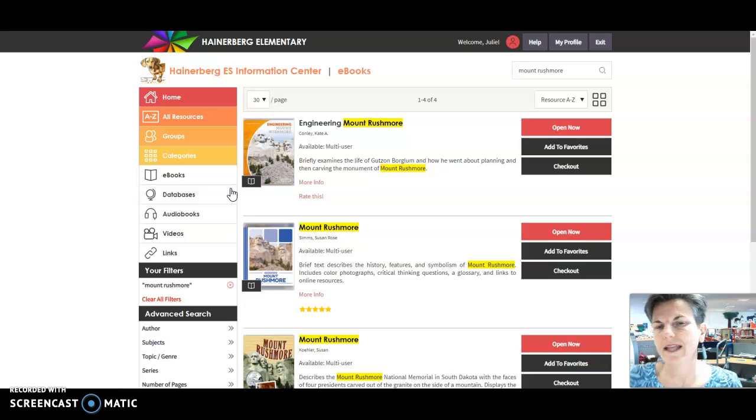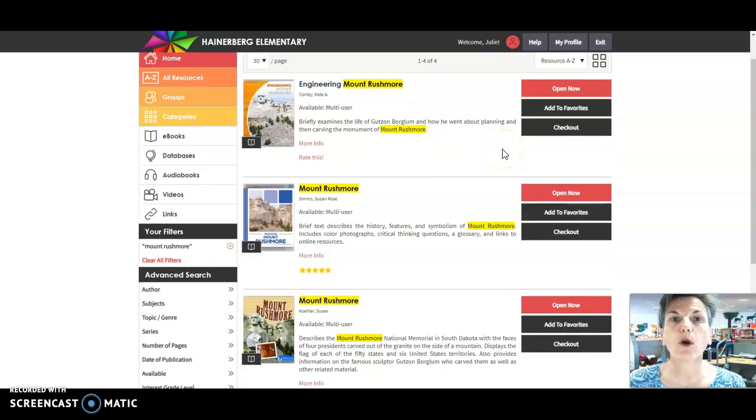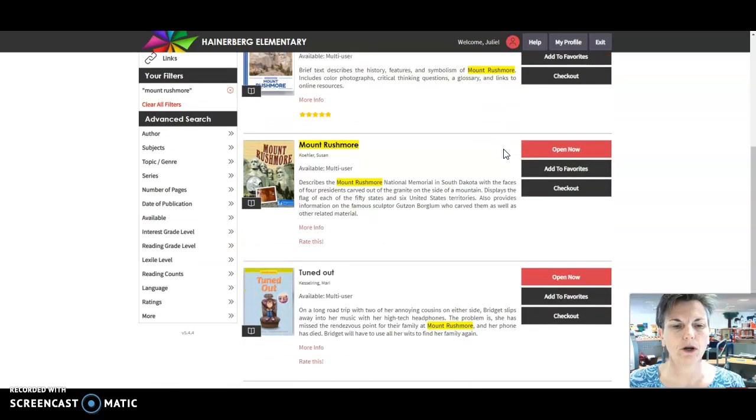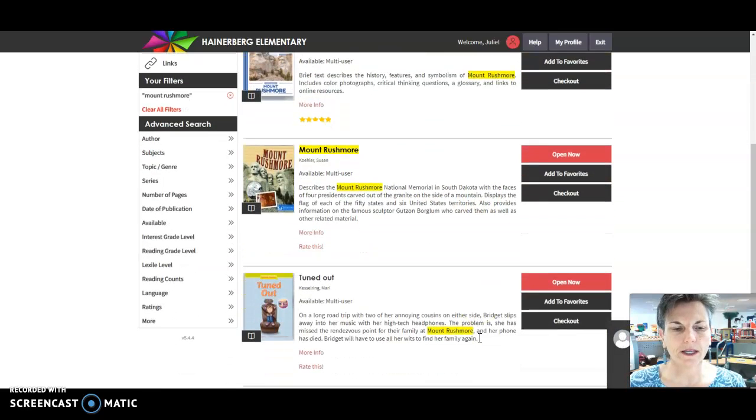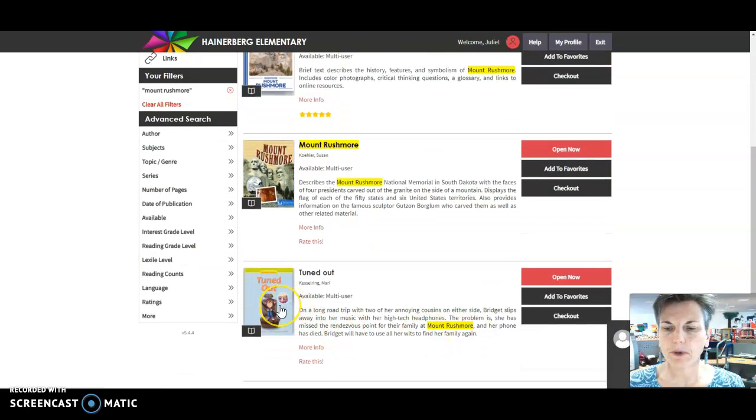So what I did today, when I heard you were studying Mount Rushmore, I put Mount Rushmore in the search, and I was able to find 4 books that are related to Mount Rushmore. Okay, so the first 3 are all nonfiction books, and the last one is a fiction book that has the setting of the story at Mount Rushmore. So I thought you might enjoy further reading, possibly.